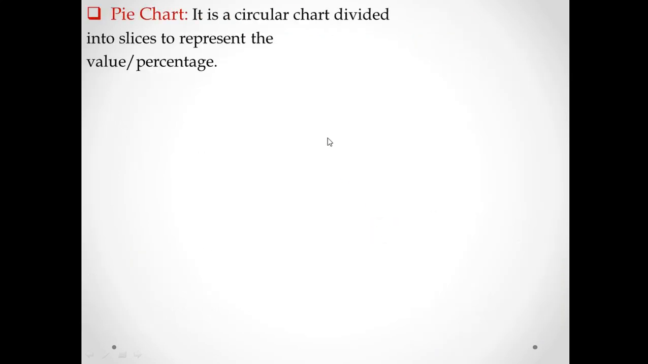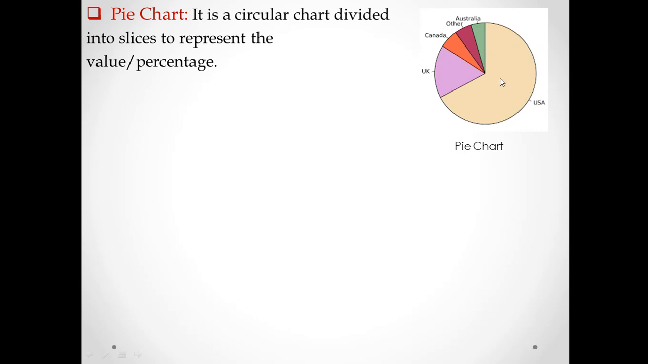The next chart is the pie chart. A pie chart is also one type of chart. It is a circular chart divided into slices to represent the values or to represent the percentage. Here you can see the pie chart. Different slices are there, and these slices are used to represent the values. Okay.